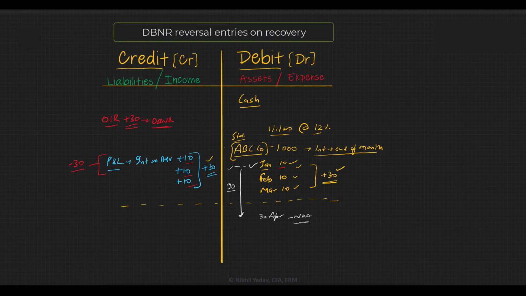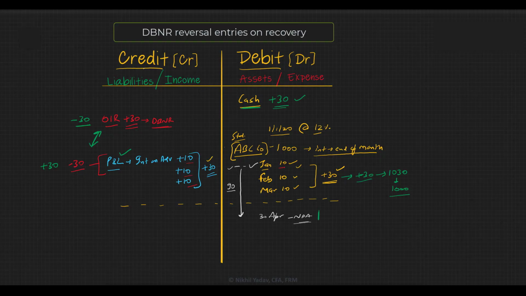Now let's see what happens when we actually receive the cash. Let's say on the 1st of May, the borrower came and deposited a cash of 30. So we'll debit the cash by 30 and give the benefit to the borrower of this by crediting its account by 30. Thereby the balance will decrease from 1030 to 1000. And since we have received the cash, we can now book the income in the P&L. We'll do so by reversing this entry. So we'll credit the P&L by 30 and debit this OIR by the same amount.